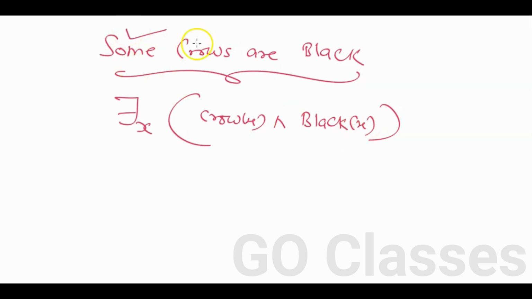Because remember, this is "at least one crow is black." It means there exists an element in the domain such that it is a crow and it is black. Okay, so this is the correct translation.